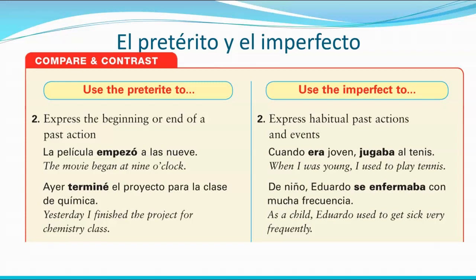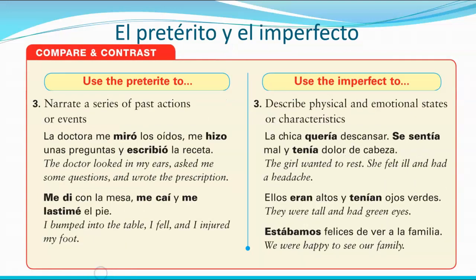Okay, whereas the imperfect is used to express habitual past actions. We use that term in English like "used to." So: Cuando era joven jugaba al tenis. So when I was young, I used to play tennis. De niño, Eduardo se enfermaba con mucha frecuencia. So as a child, Eduardo used to get sick very frequently. Okay, so there are things that happened over and over, and again, "used to" in English.